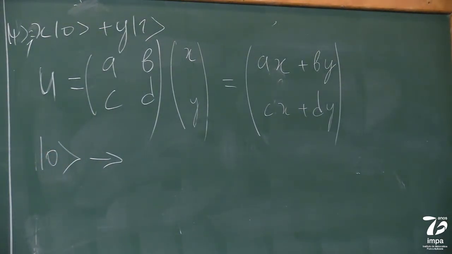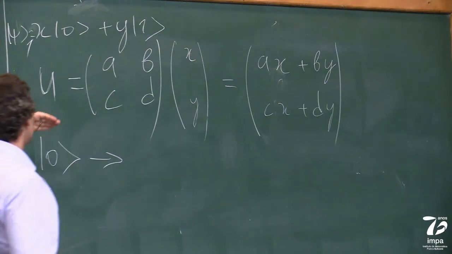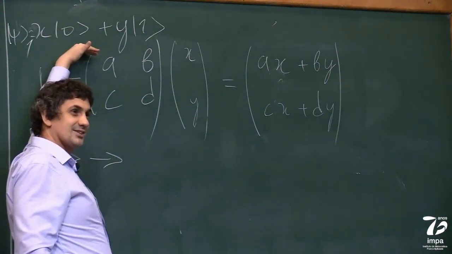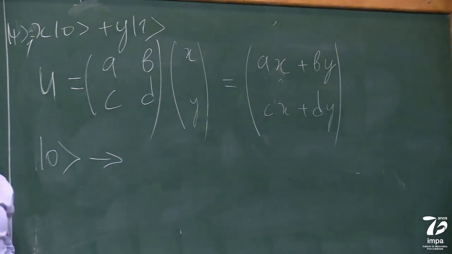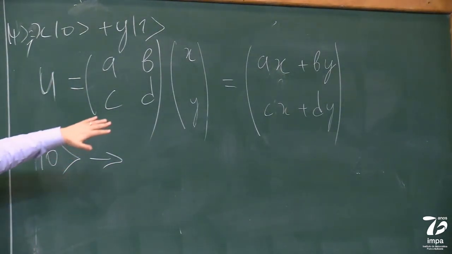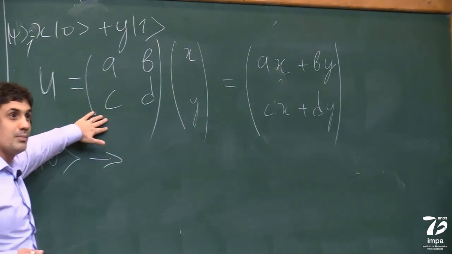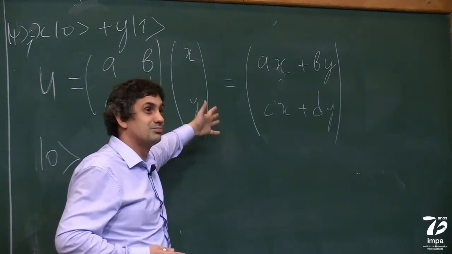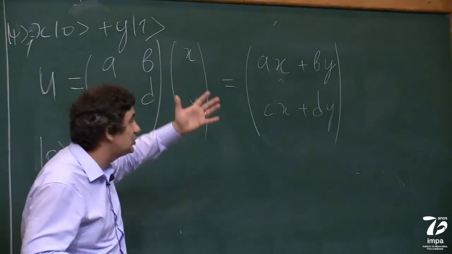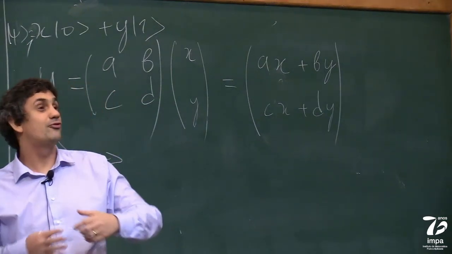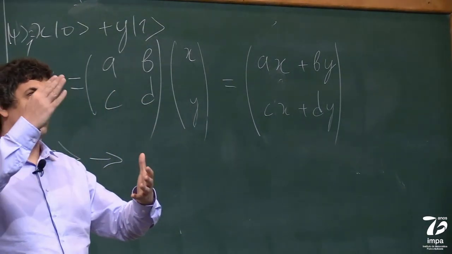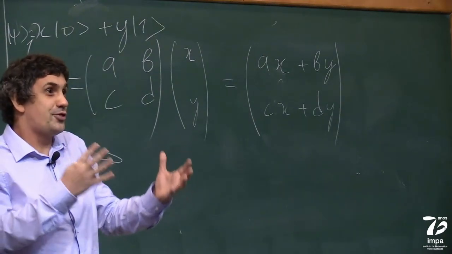So if I would like to write the result in this notation, I will tell. To multiply a 2 by 2 matrix by a vector of two coordinates is easy. Assume that we have 5 qubits. Then it should be a matrix 2 to the power 5 times 2 to the power 5.